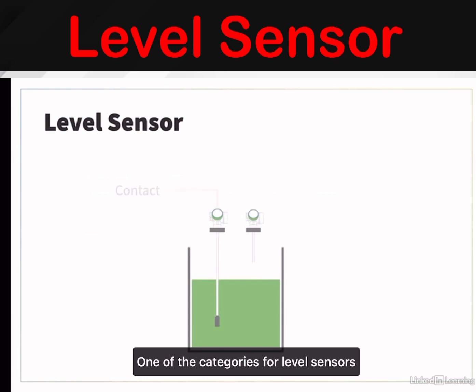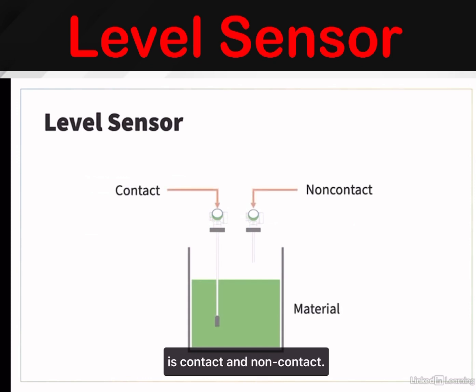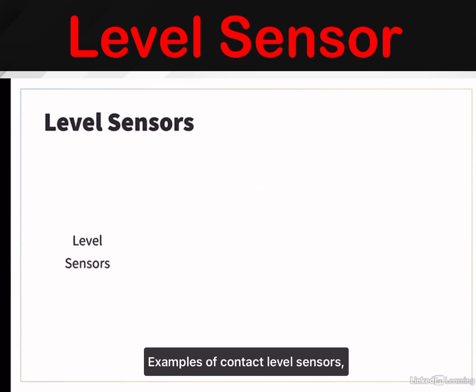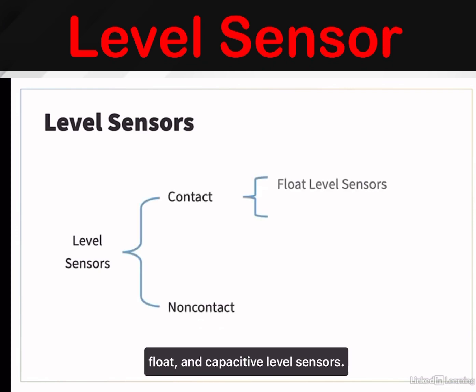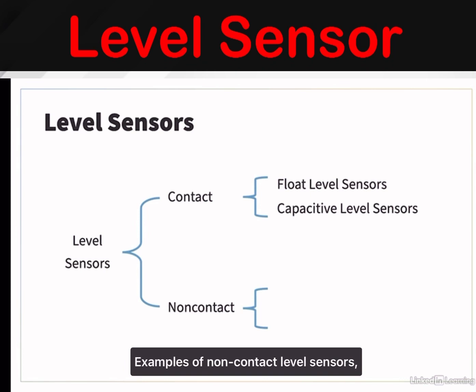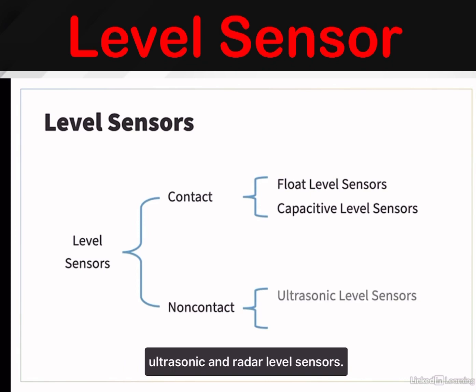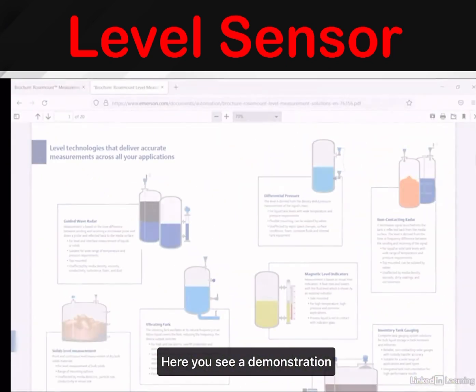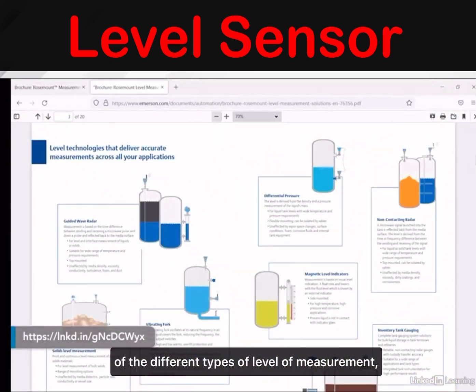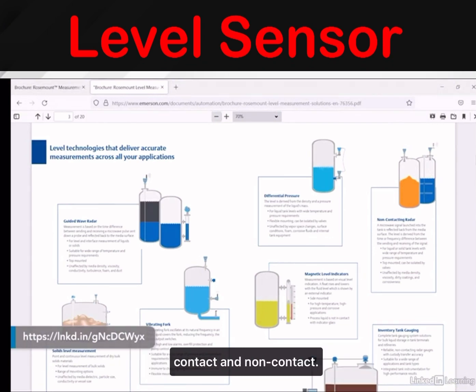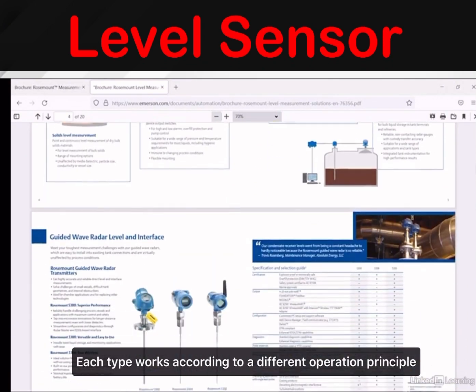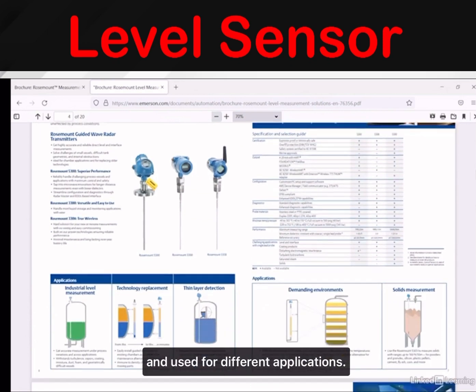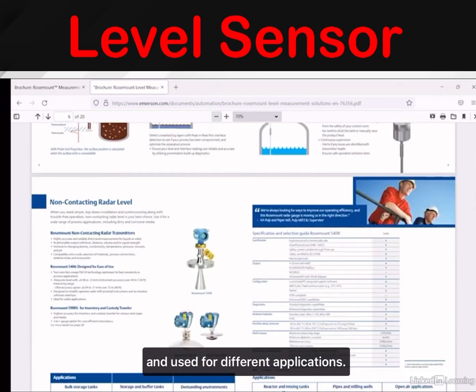One of the categories for level sensors is contact and non-contact. The difference is whether or not the sensor reaches the material. Examples of contact level sensors: float and capacitive level sensors. Examples of non-contact level sensors: ultrasonic and radar level sensors. Here you see a demonstration of the different types of level measurement, contact and non-contact. Each type works according to a different operation principle and is used for different applications.